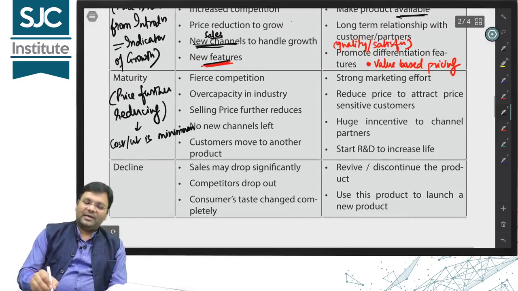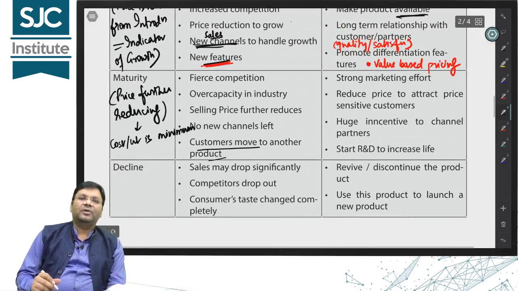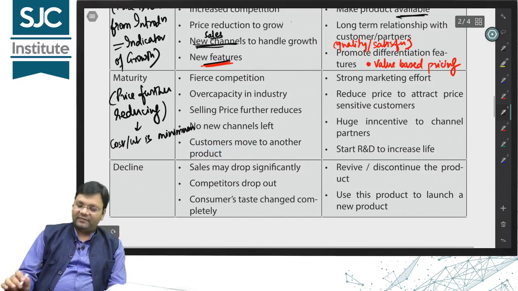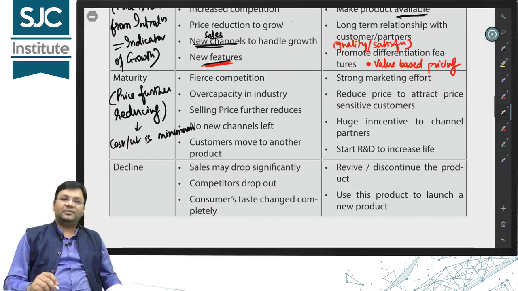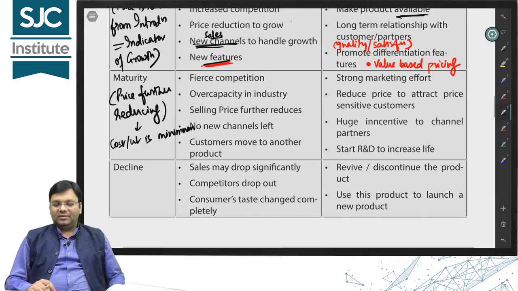Customers sometimes tend to move to another product because of a change in taste and preference. So here you cannot have all your customers only with you. Nowadays many iPhone customers are moving to OnePlus phones, Samsung phones also. So their taste has changed. You cannot do anything.